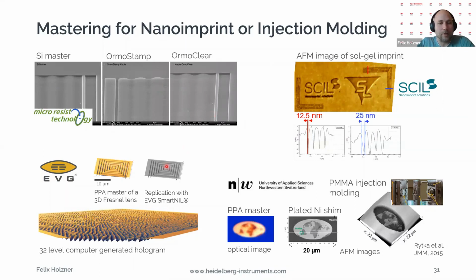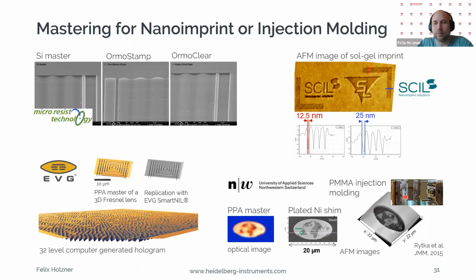But interestingly, you can also use the PPA thermally responsive resist directly to make a transparent UV soft master, like in the SmartNil process from EVG or in the skill process. So that's interesting. And even maybe more interesting is you can use this PPA master, this 3D structure, and directly on top, you can make a plate nickel.